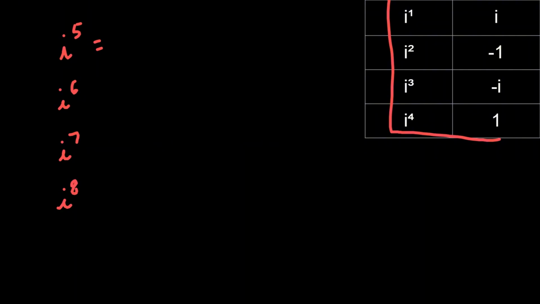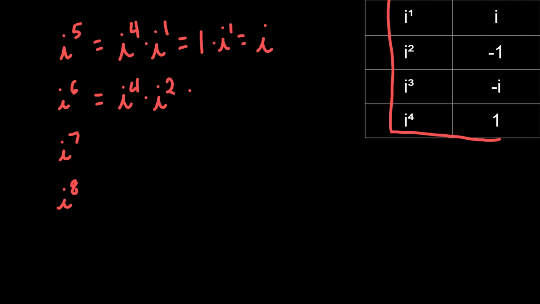So i to the 5th, we can split this up using our power rules into i to the 4th times i to the first. And what is i to the 4th again? 1. And 1 times i to the first is just i. So we have this here. We can split i to the 6th into i to the 4th times i squared. i to the 4th is 1. And what is i squared? -1. So I know that it is -1.